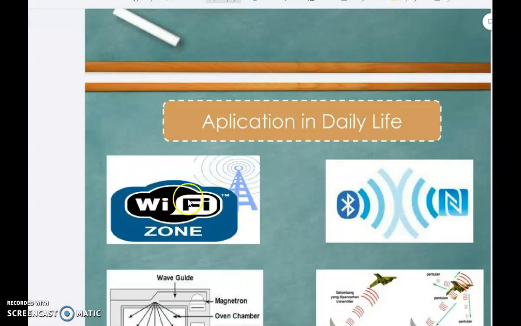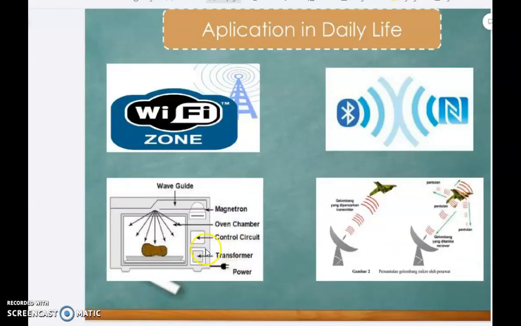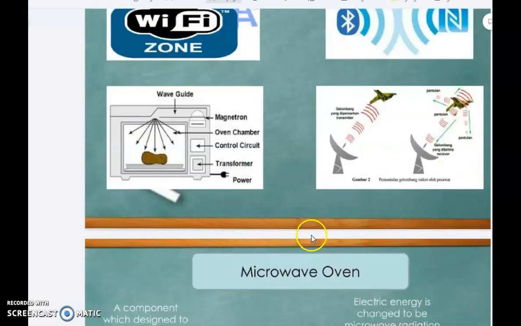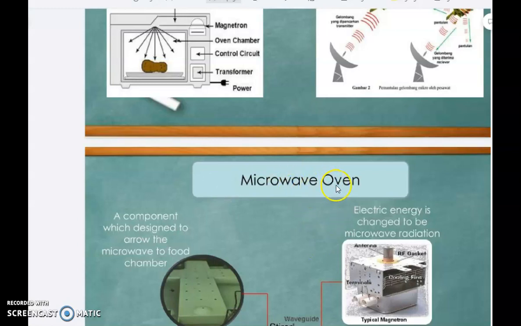We have Wi-Fi. As you know, in this school today we are using a Wi-Fi zone. We also have Bluetooth in our phones. We have waveguides like what we have in our houses, the microwave heaters that we use to heat our food, and it gives us a good sense of living a good life. So let's also look at the microwave oven.